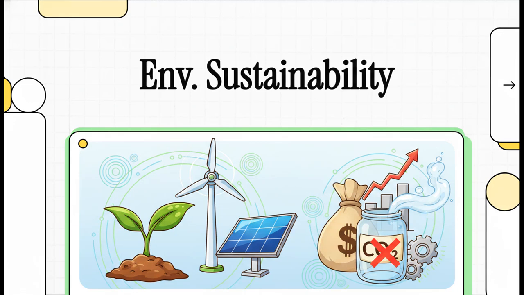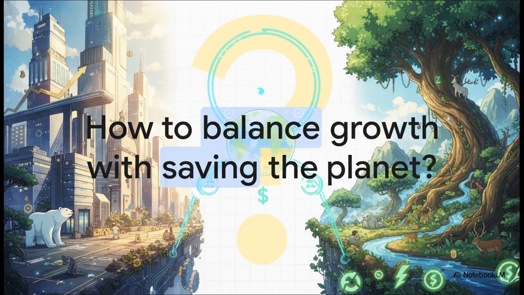Welcome to this exam-focused explainer on Chapter 14. We're going to break down environmental sustainability for your Grade 12 economics exam. We are basically taking complex macroeconomic theory and turning it into crystal clear, structured knowledge so you can absolutely ace that final paper.